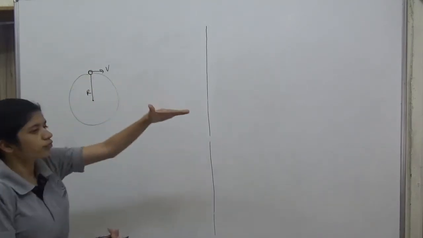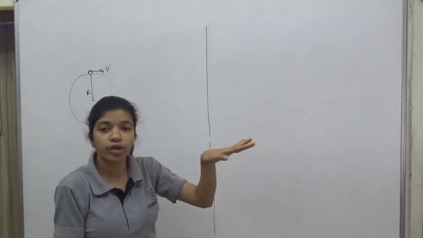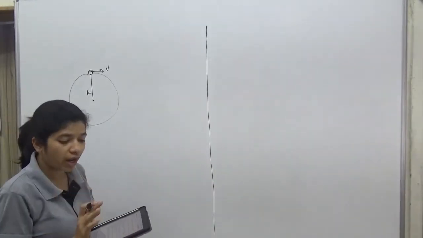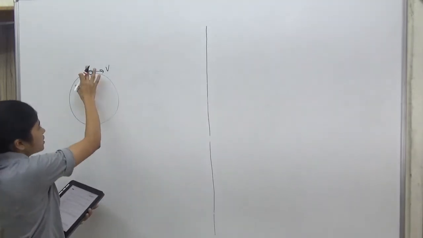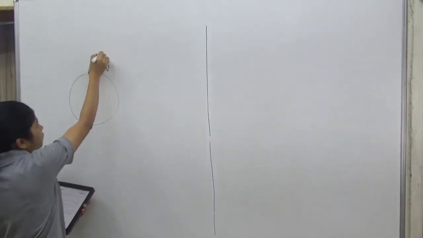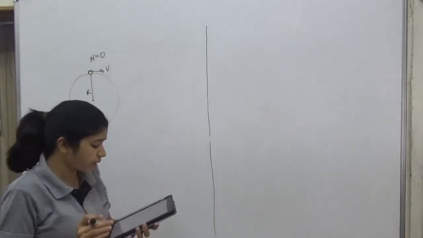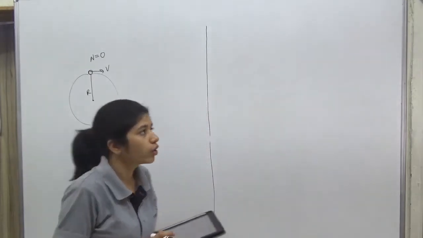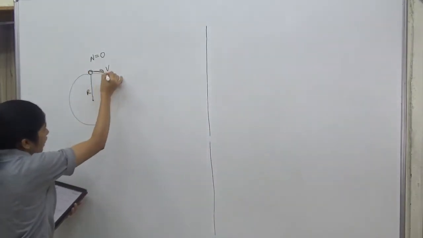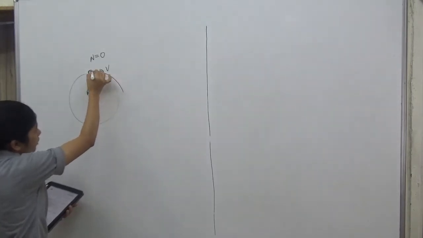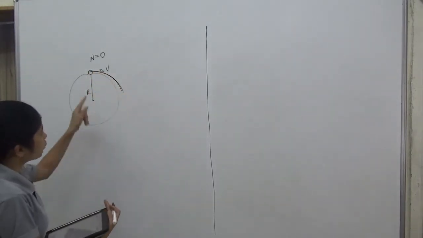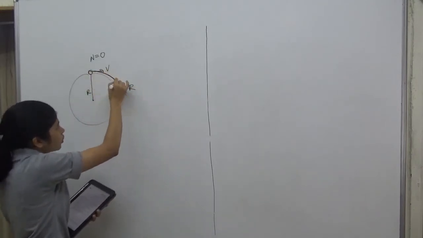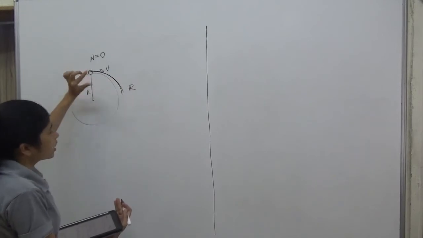Once it starts moving, it should leave the contact with the sphere. So basically in this case you will have to consider that at this point itself the normal will become 0. Clear? Minimum speed we want to find out. What is the smallest horizontal velocity? So now if it moves something like this, not touching this object, then this path will be almost circular of radius r. It will be almost circular of radius r. Clear? So we are taking smallest velocity.